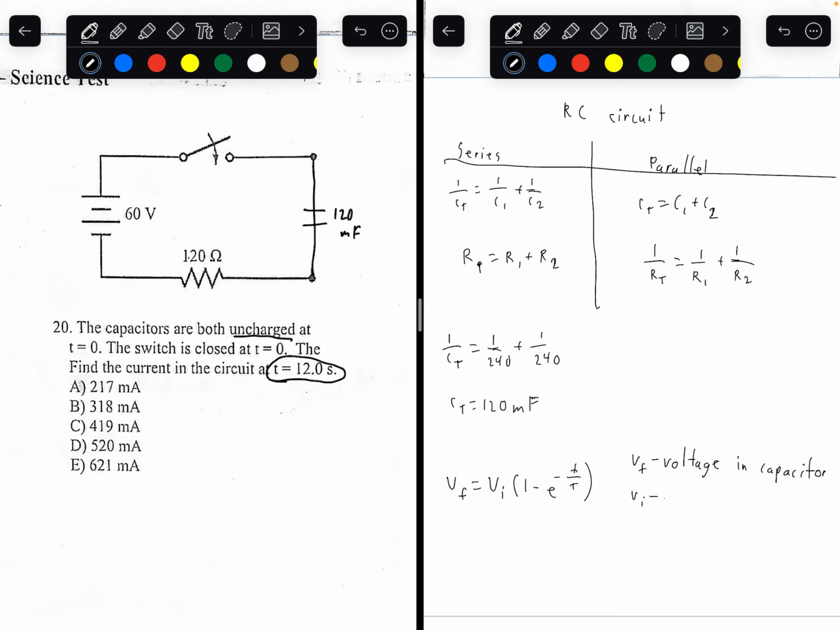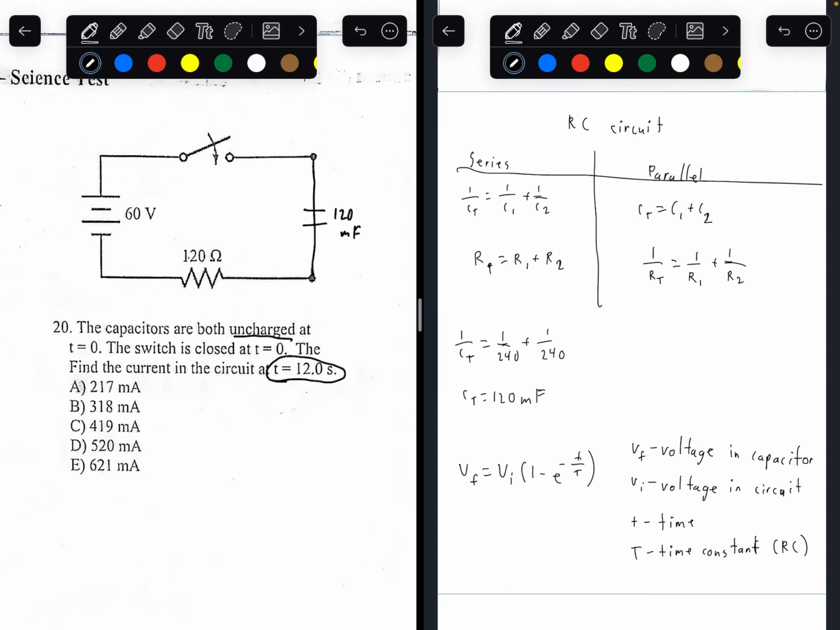VI would be the voltage in the circuit, the voltage that's actually stored in the circuit and the resistors and all. t is time, and capital T is the time constant, which is equal to the resistance times the capacitance. That's why it's called an RC circuit, because it's resistance times capacitance.